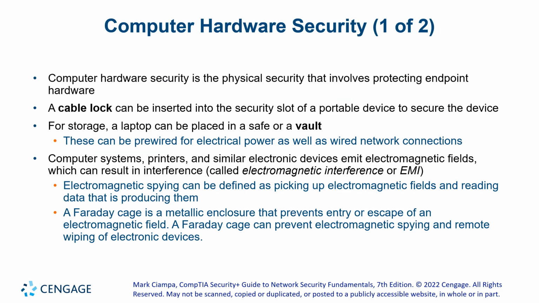Computer systems, printers, and similar electronic devices emit electromagnetic fields, which can result in interference called electromagnetic interference, or EMI. Electromagnetic spying can be defined as picking up EMI fields and reading data that is producing them. A Faraday cage, this is actually a really cool little concept. A Faraday cage is a metallic enclosure that prevents entry or escape of an electromagnetic field. A Faraday cage can prevent electromagnetic spying and remote wiping of electronic devices.